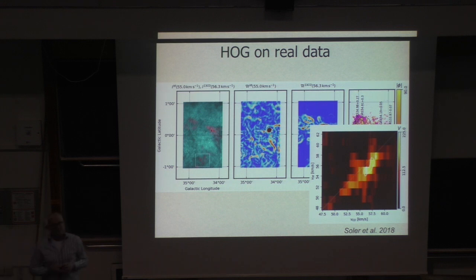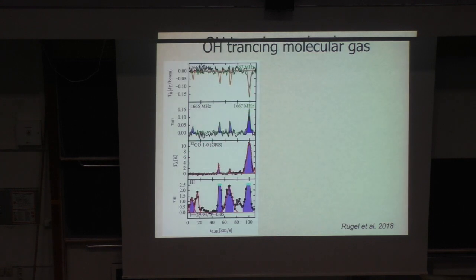This is the atomic part, but in THOR we do also have other phases, so I'd just like to show you a little bit on the molecular phase. We do observe OH, so the molecular OH. At the top you see an absorption spectrum against an extragalactic background source. We see here the velocity, several velocity components. Absorption can be converted into tau, so we know the optical depth, it's relatively low.